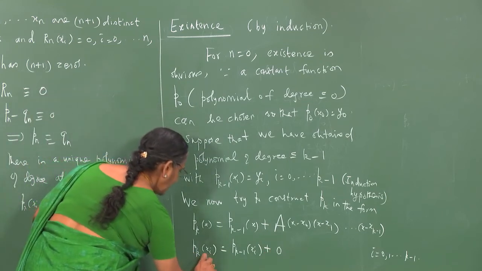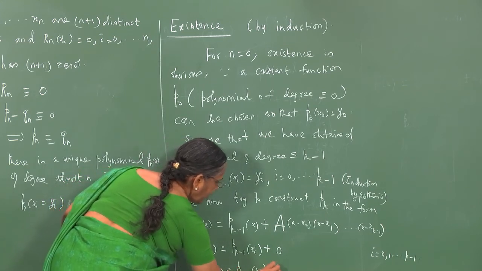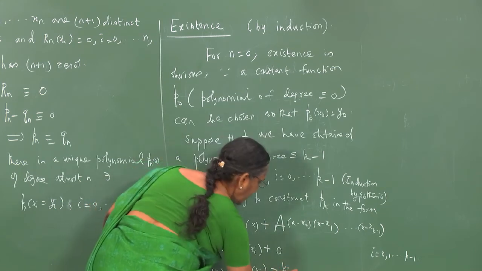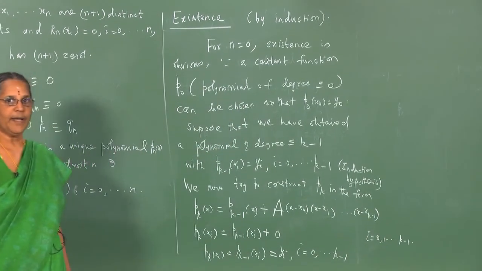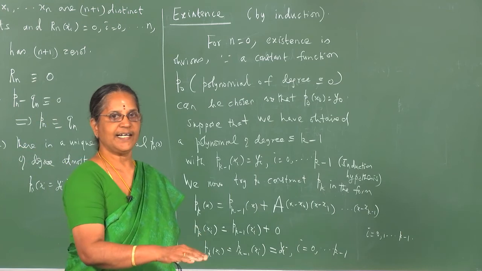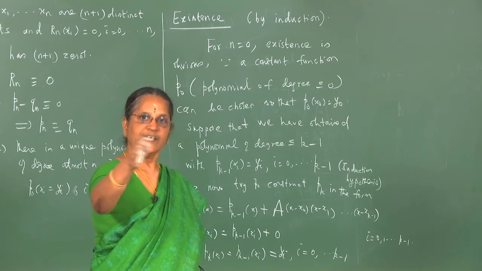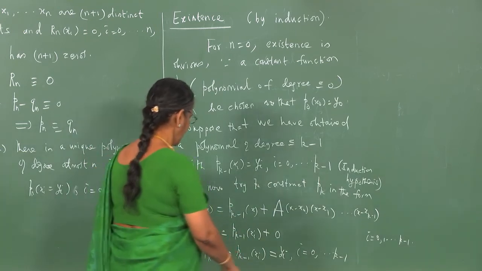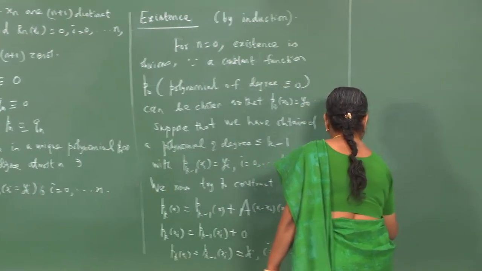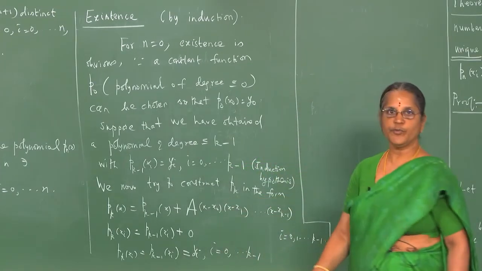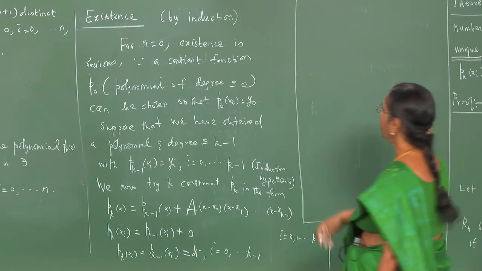So, pk of xi is equal to pk minus 1 of xi, but I know pk minus 1 of xi is yi for i equal to 0, 1, 2, 3 up to k minus 1. So, my polynomial pk satisfies the condition that at points x0, x1 etc. xk minus 1, it interpolates the function by satisfying the condition that pk of xi is yi. But what do we want? We want this polynomial to be such that pk of xk must be yk. So, we impose that condition.